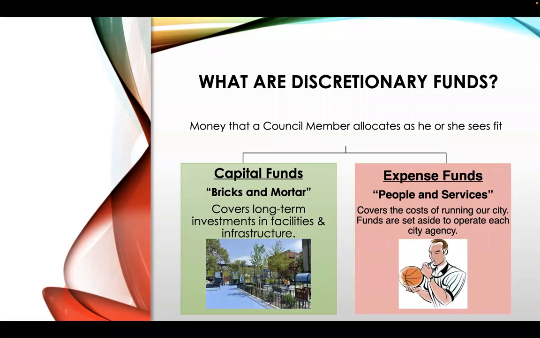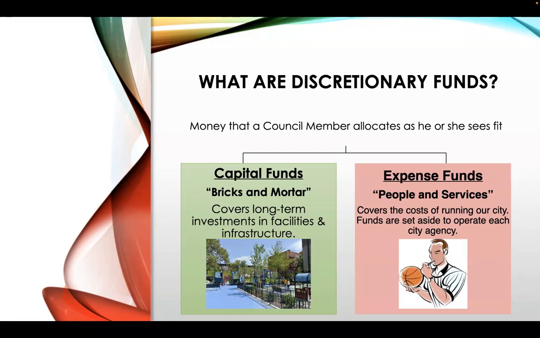Absolutely. So let's talk money. What are discretionary funds? It's kind of baked into the name, discretionary. It is funding that can be given to organizations providing services in the district, organizations doing work, or government agencies, but it's at the council member's discretion and he allocates it as he sees fit. But there are two types of discretionary funding that we have.